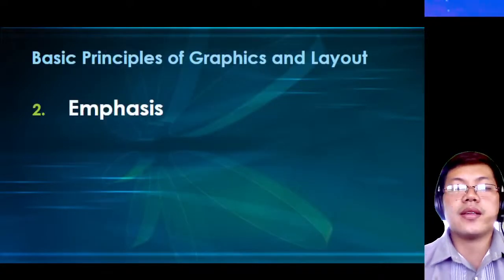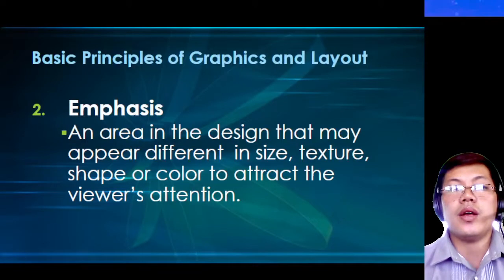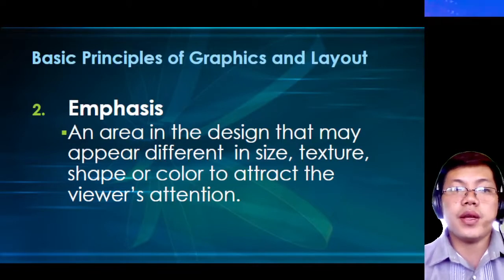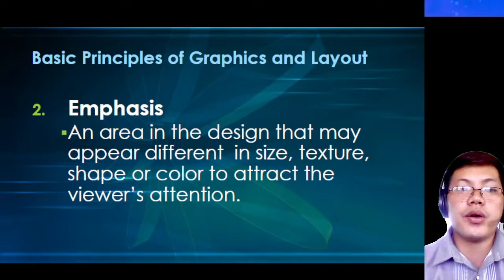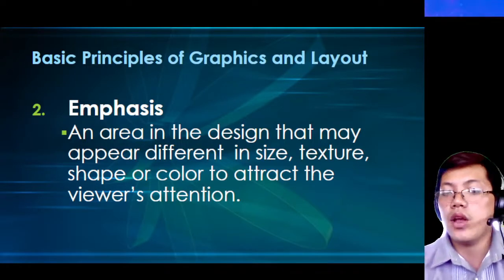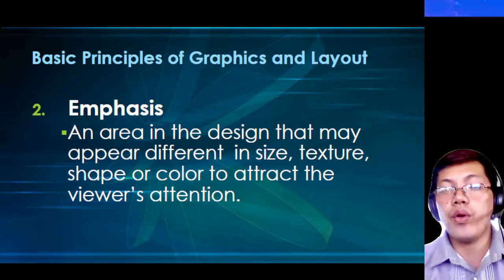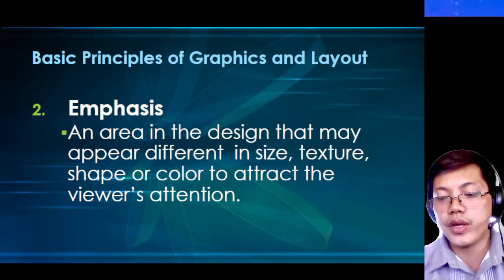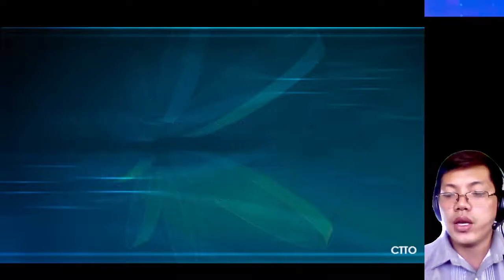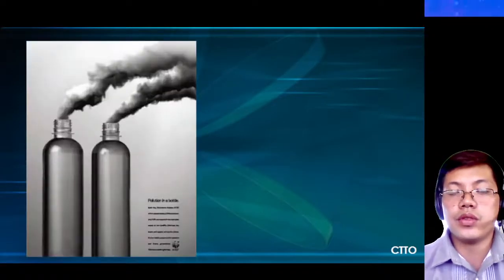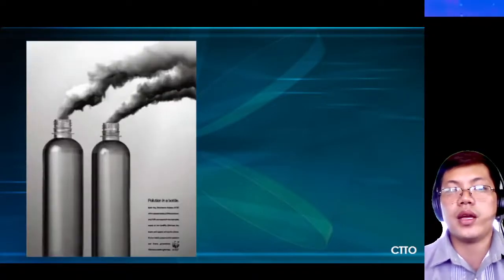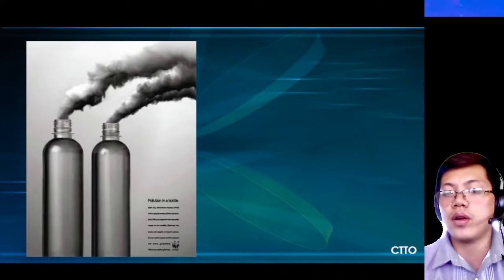The next keyword is emphasis. It's an area in the design that may appear different in size, texture, shape, or color to attract the viewer's attention. Visually it will redirect you to focus on a particular part of the screen or of the page. Just like what you're seeing right now. You see here two bottles, and on top of that you have the smoke.